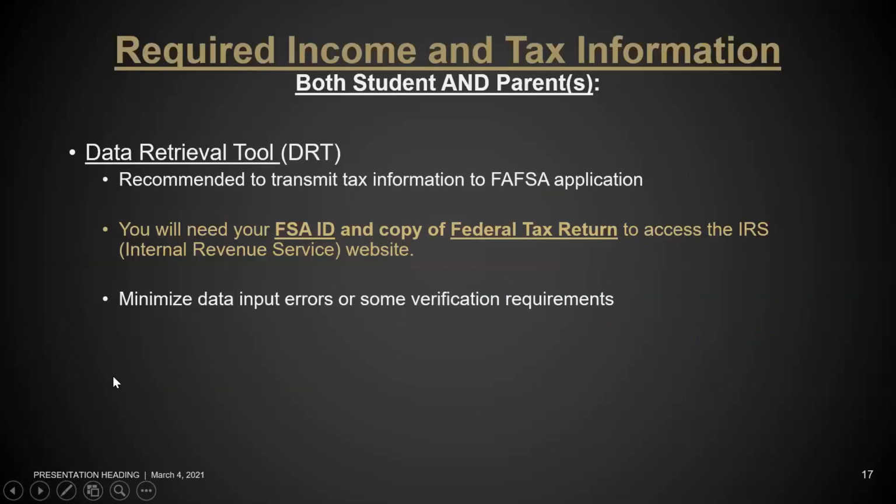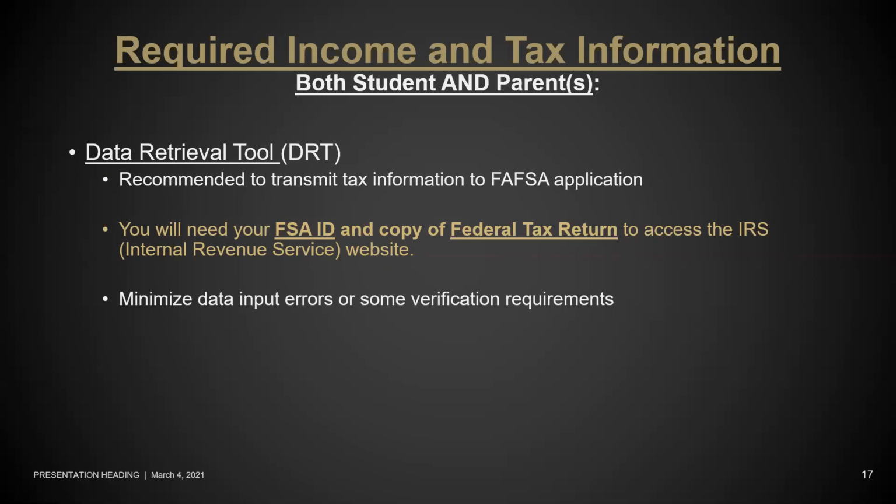Okay. So when you complete the FAFSA application, there's something called the data retrieval tool, or the DRT. Both the student and the parent can utilize this tool if they have filed a 2019 federal tax return. The benefit of using the data retrieval tool through the FAFSA application is that it allows you to access your information directly on the Internal Revenue Service website. Therefore, you're not having to try to figure out what number goes on which line. Okay? And then, therefore, it alleviates any errors or causes you to be selected for verification. And we'll talk a little more about verification later on.